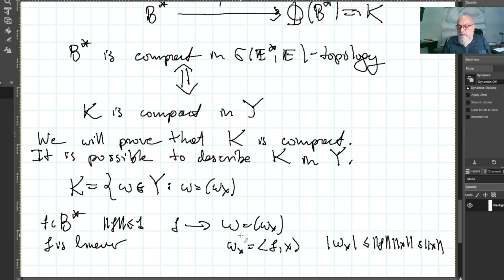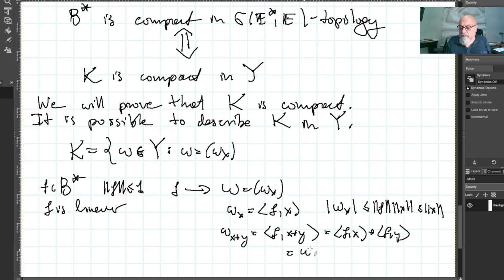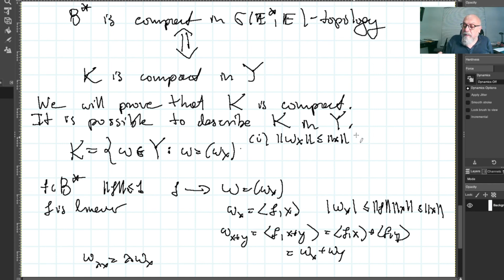So that's the restriction on the values omega x. Then, since f is linear, omega of x plus y is the same as f of x plus y, which is f of x plus f of y, so this is omega x plus omega y. Similarly, omega lambda x will be lambda omega x. So I can start listing. First, omega x must be smaller than or equal to the norm of x for all x belonging to E. The second condition is linearity: omega x plus y must be equal to omega x plus omega y, and omega lambda x must be equal to lambda omega x. So that's our set K.